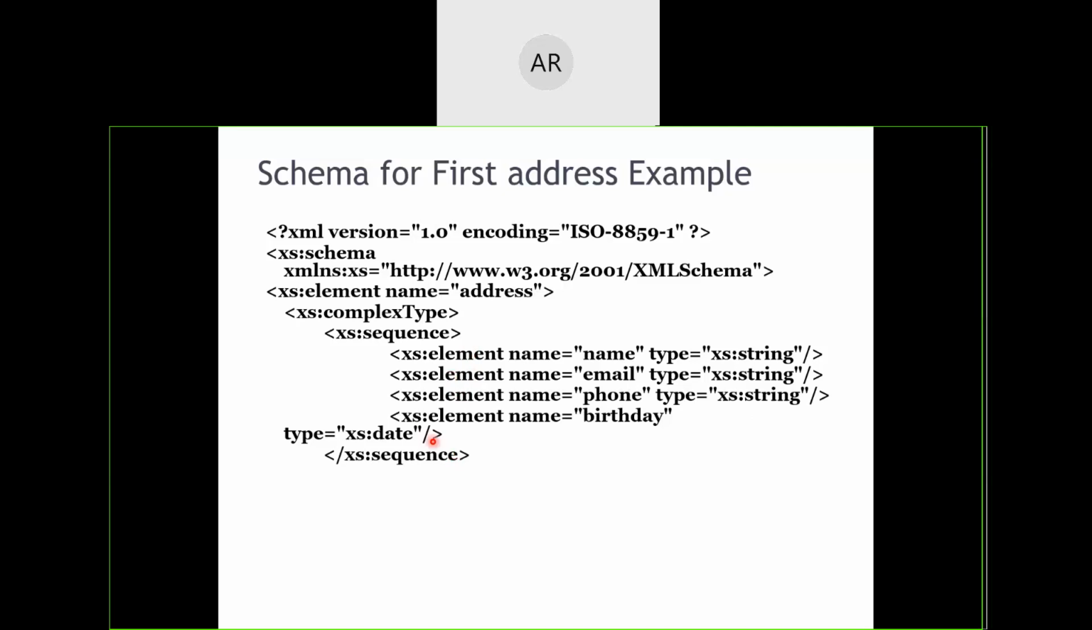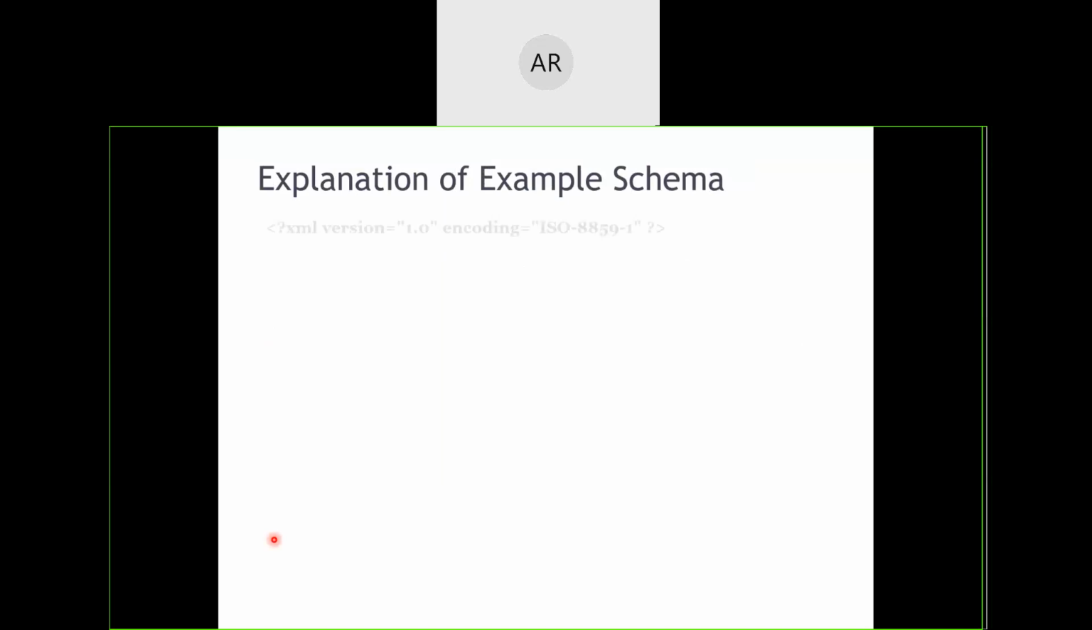Now this sequence should always be followed. That means when we are using the address chunk, it should definitely contain these four child nodes. The first one should come as the name, the second as the email, the third as the phone number, the fourth as the birthday. This sequence should be followed. We close the complex type, and we close this element address, and we close this schema. Okay.